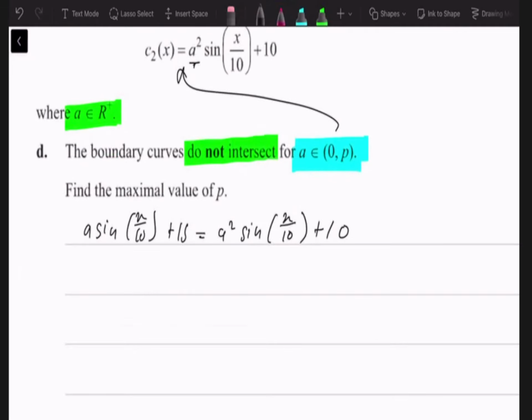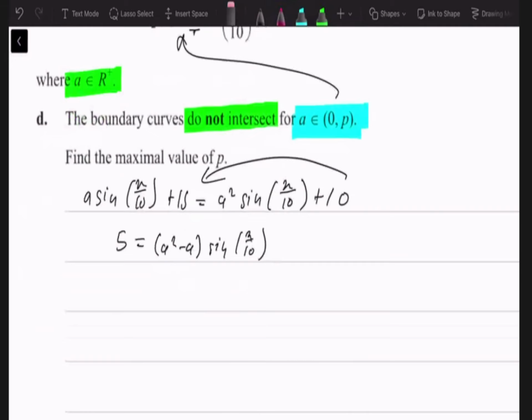So if you bring the constants to the left and you factorize out sine x on 10, no, sorry, you might want to take out the a's, so a squared minus a sine x on 10. So all I've done here is just brought the constants here and factorized out sine after putting it to the right. So sine x on 10 equals 5 over a squared minus a.